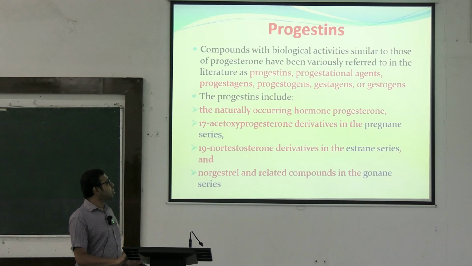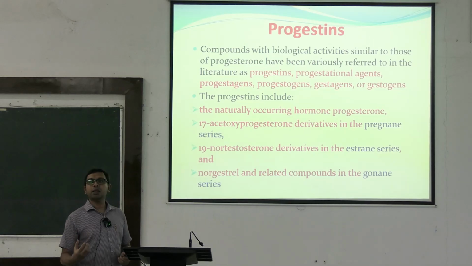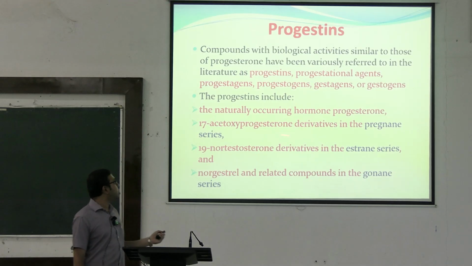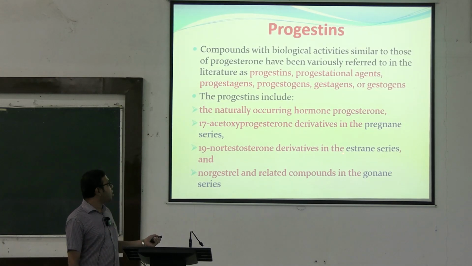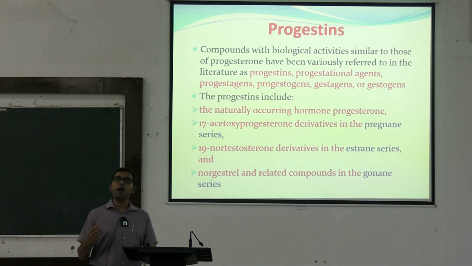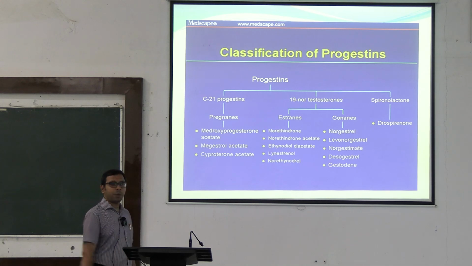So the progestins may be the naturally occurring hormone progesterone, already you have seen, and there are different chemical families of synthetic progestins like the pregnane series, estrane series and gonane series. Pregnane series is basically 17-acetoxyprogesterone derivatives, estrane series are the 19-nortestosterone derivatives and gonane series are norgestrel and related compounds. So these are according to their chemical formulations. So this is the classification of the progestins.